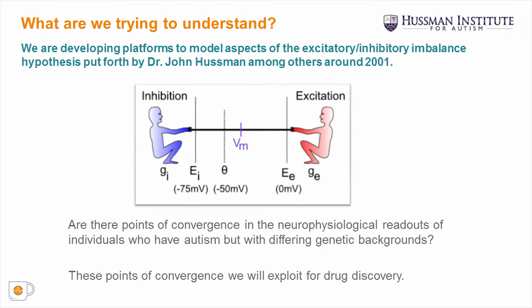We're developing platforms for accurately modeling aspects of the excitatory-inhibitory imbalance hypothesis in autism, first put forth by Dr. John Hussman around 2001, and then elaborated by others after that. We're using our developed platforms to perform high-content drug screening at our facility at the Hussman Institute for Autism. As I mentioned earlier, we're also asking whether there are points of convergence in the neurophysiological readouts of individuals who have autism but with differing genetic backgrounds, and it's these points of convergence that we plan to exploit for drug discovery.